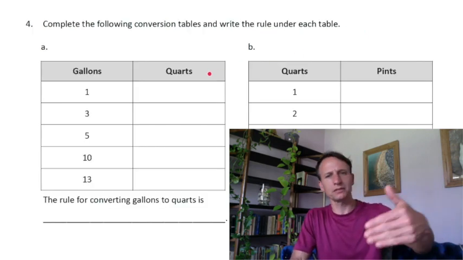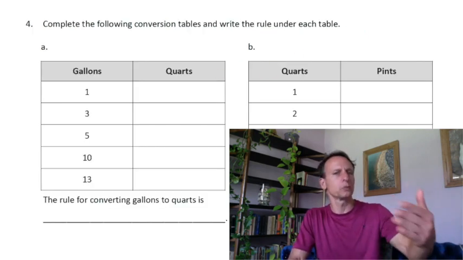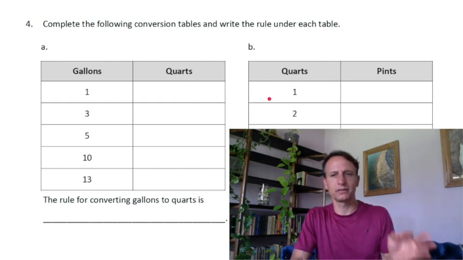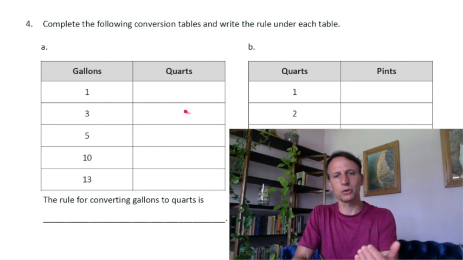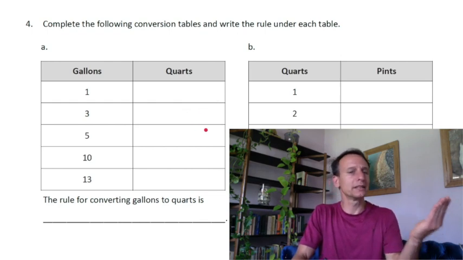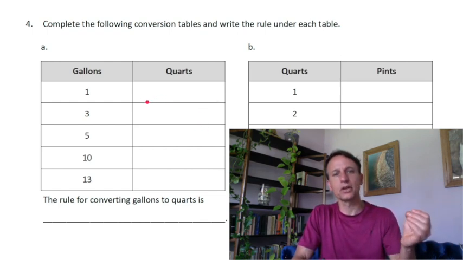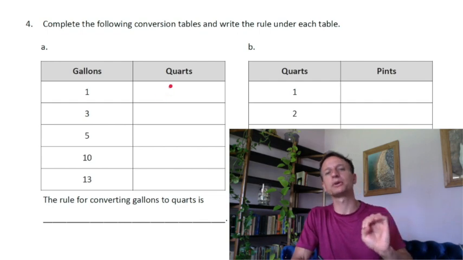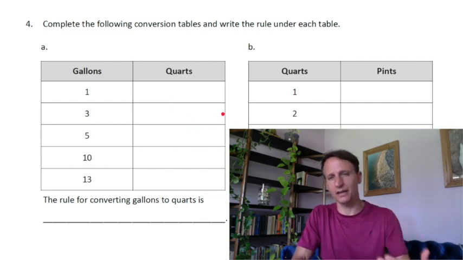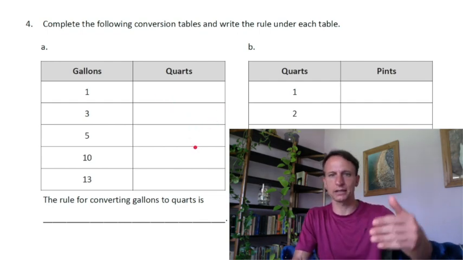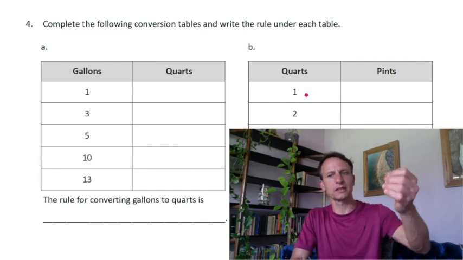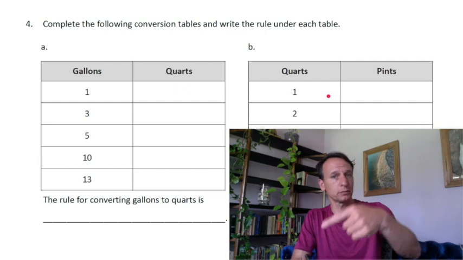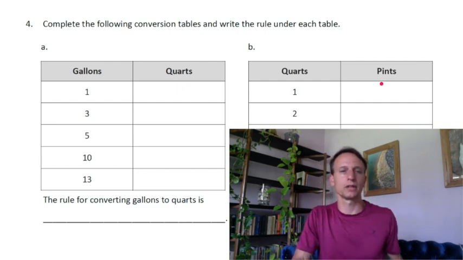Same as we did in the last lesson, lesson 1, where you have an abbreviated form of the chart to fill out. The rule for converting gallons to quarts would be gallons times 4 quarts per gallon. That's how I have my students fill in that blank there. And then here, think quarts times how many pints per quart. So that's what you do there.